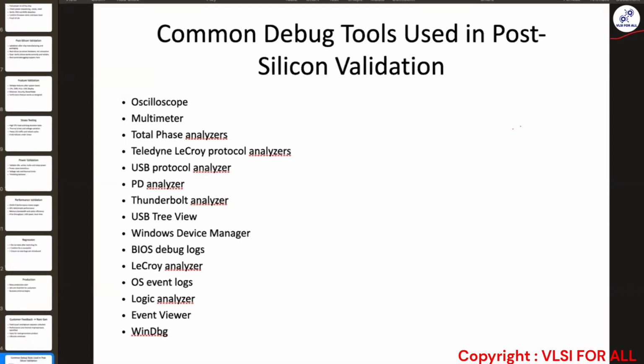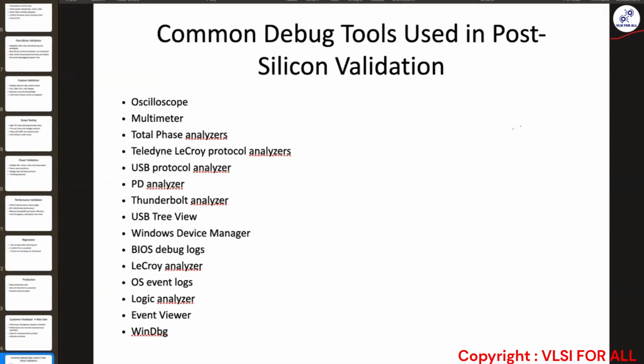So the USB protocol analyzer is another thing. It's more or less the same. Teledyne LeCroy is the brand name. Even for Type C, USB 4, LeCroy makes such analyzers also. Then the PD analyzer.